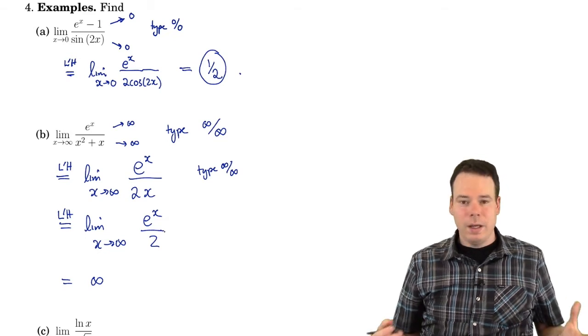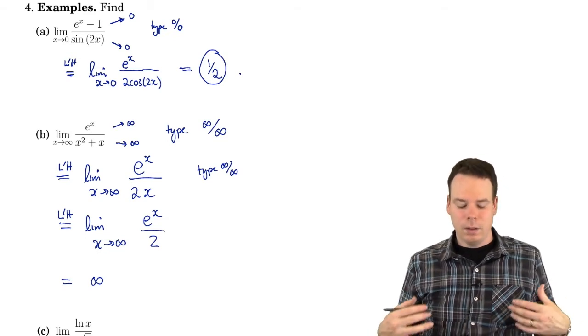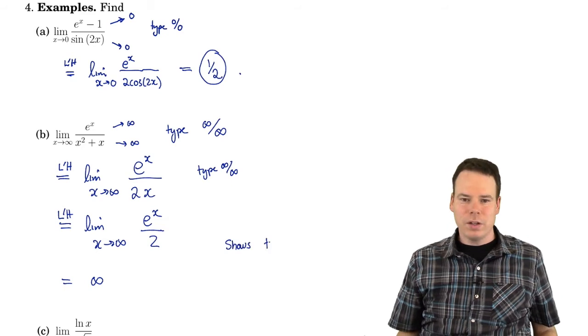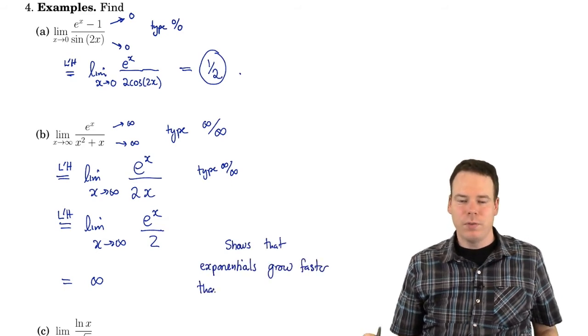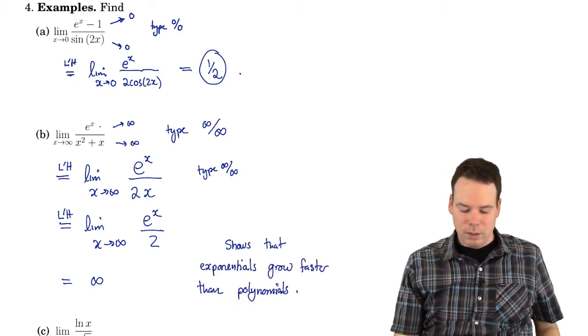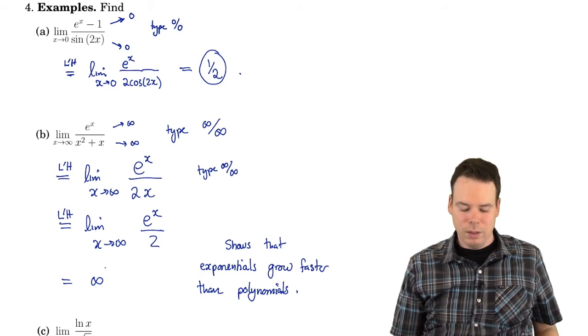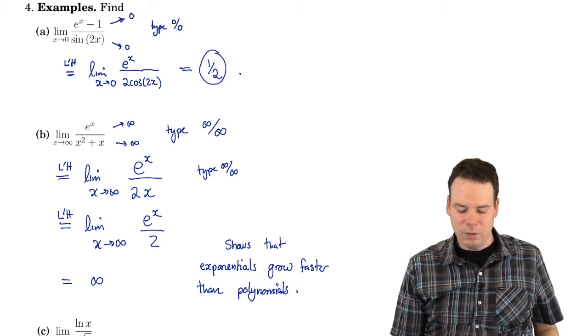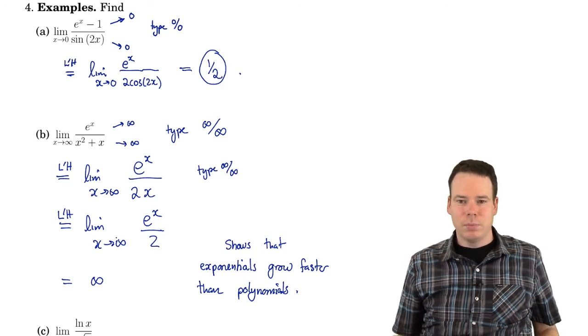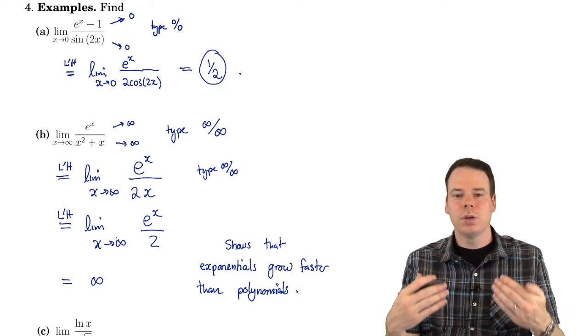So we got the answer we expected. Now, what have we actually shown here? We've shown that exponential functions grow faster than polynomials. We looked at this ratio, e to the x over x squared plus x. What happens as x goes to infinity? The ratio goes to infinity. That means the exponential function is heading to infinity faster than the polynomial. So exponentials grow faster than polynomials. That's what we've actually shown here. We used L'Hopital's rule to show that.